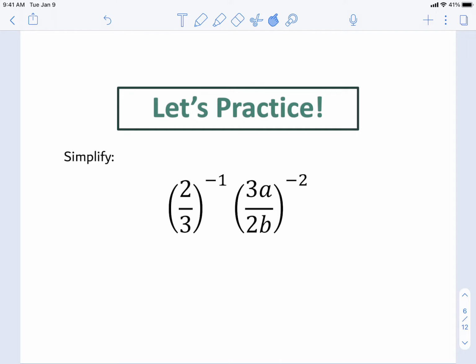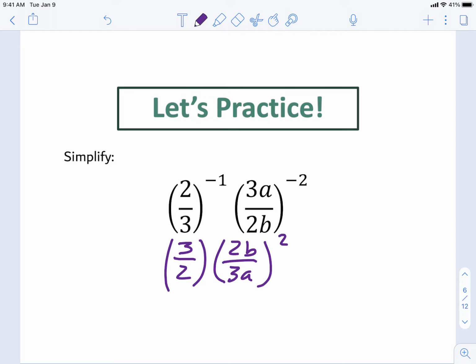All right, next one. We've got some negative exponents and fractions. I think it's going to be easiest if we flip the fractions and make these exponents positive. I think we should do that first. So that 2 over 3 to the negative 1 is going to become 3 over 2 to the positive 1. And now the other one is going to flip, so it's 2b over 3a to the positive 2.